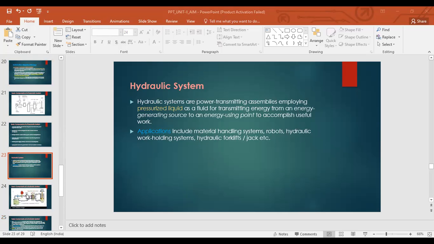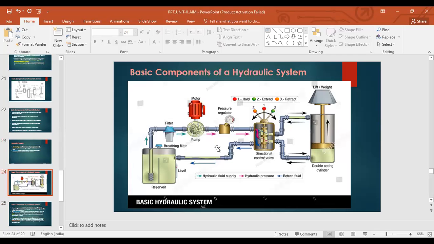So you see, when it comes to the basic components of a hydraulic system, just as you had in the pneumatic system, you will have this here, but the major difference is you have this return supply, right? Return fluid coming back to the reservoir.